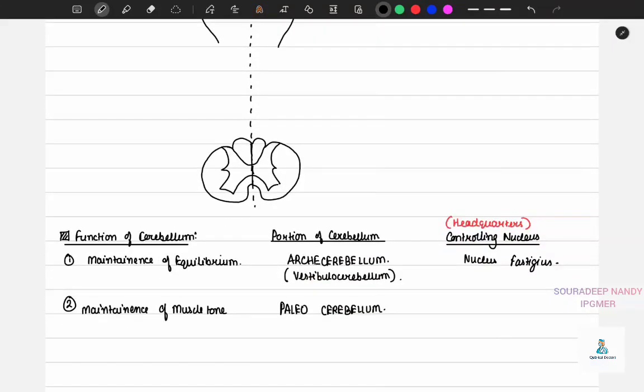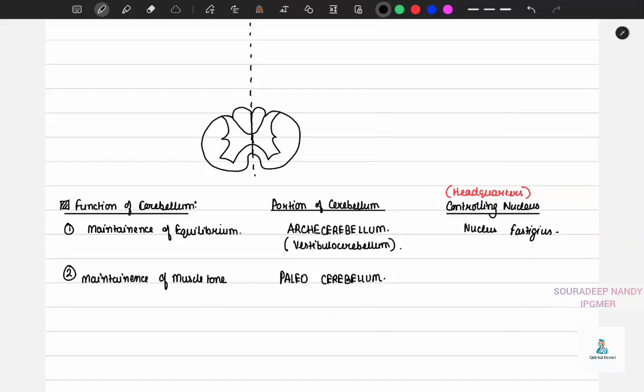The function of the cerebellum has a great history. It was not discovered collectively, but through a long process of time. The scientists understood it gradually. The functions of the cerebellum include, first, the maintenance of equilibrium.